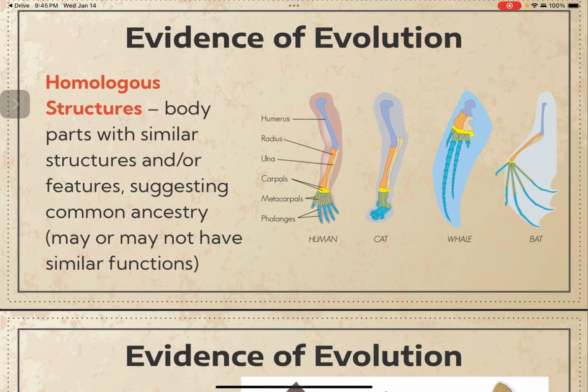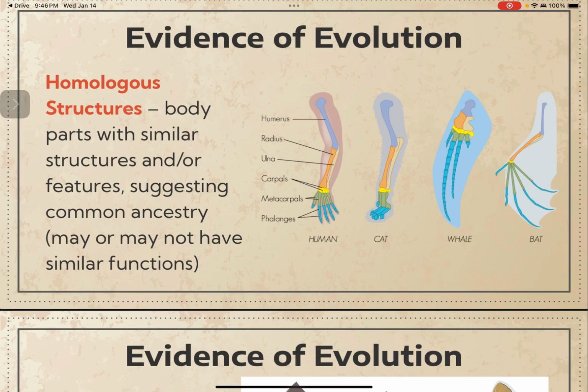Next, we have homologous structures. These are body parts with similar structures or features, which suggest that there was a common ancestor, and they may or may not have similar functions. An example to the right: we have the human arm, a cat leg, a whale fin, and a bat wing. If we look at the bones, they all have the same bones. They might not look the same, but they are the same bones, which suggests that there could have been a common ancestor between them.